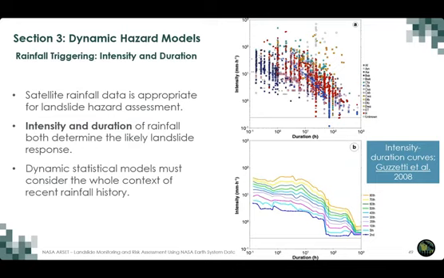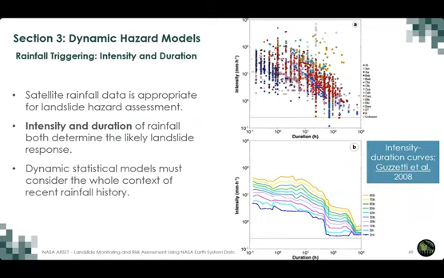Many studies have shown that intensity and duration of rainfall are both important. The left-hand side figure here is one you maybe have seen from the first part of this training, showing on the x-axis the duration of rainfall events, and on the y-axis the intensity of rainfall events. And these points and these curves assess the likelihood of landslides occurring at a given intensity-duration threshold. And you can see again that there's a potential trade-off between longer, less intense rainfall that might trigger landslides, or shorter, more intense rainfall that might trigger landslides. And so satellite rainfall can be used to assess both of these factors.